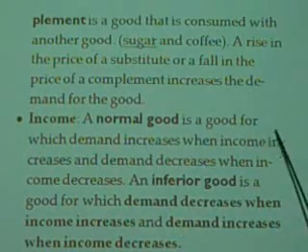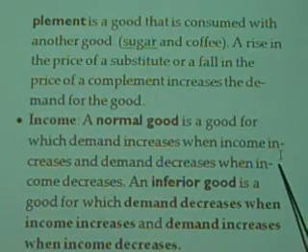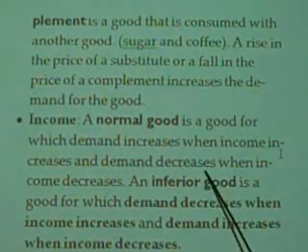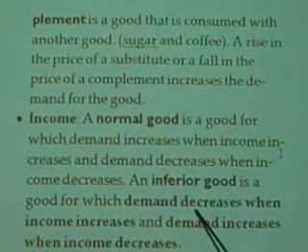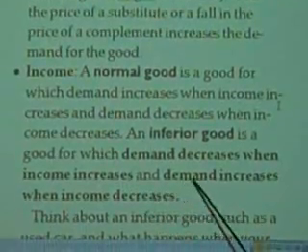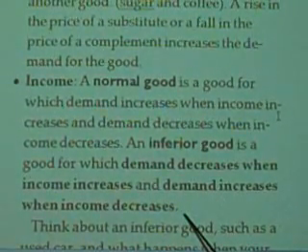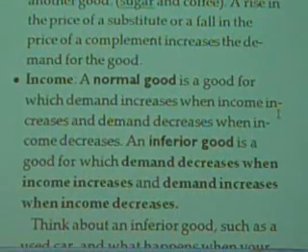A normal good is a good for which demand increases when income increases, and demand decreases when income decreases. An inferior good is a good for which demand decreases when income increases, and demand increases when income decreases. My, that's a lot to think about, a lot of words there.